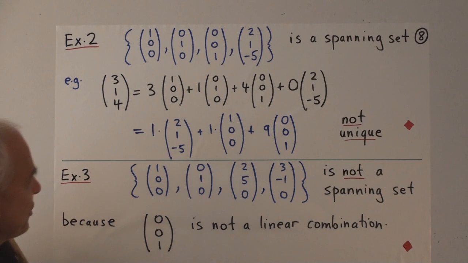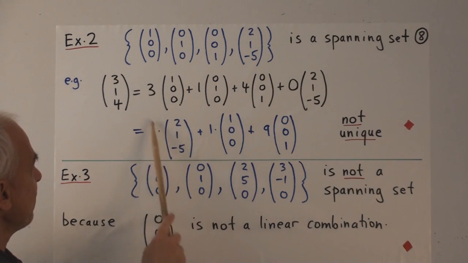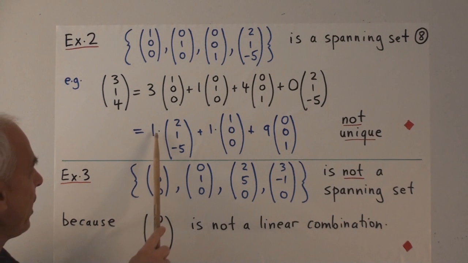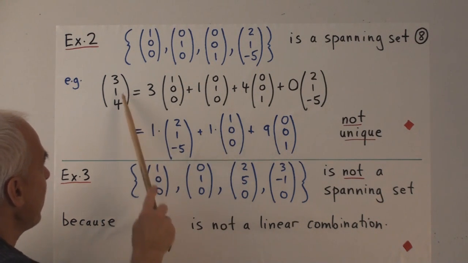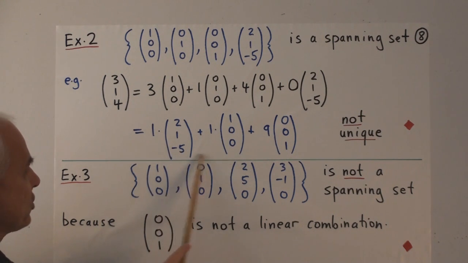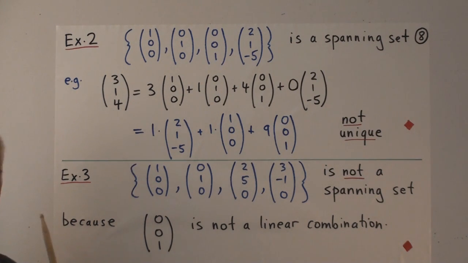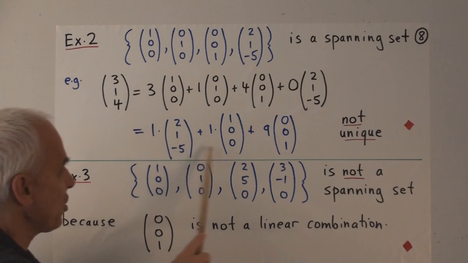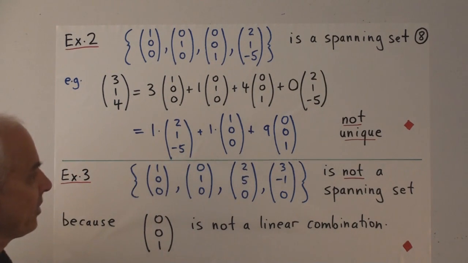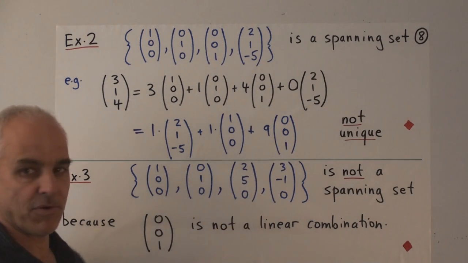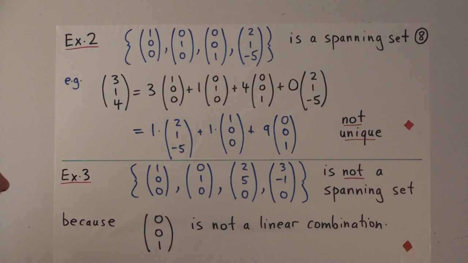However, this vector here can also be written in another way. It could be written as 1 times this vector plus, and then we'll add 1 times this vector to give a total of 3. And then the middle entry is 1, that's okay. And the bottom entry is 4, so we'll add 9 times this vector. Right? So that's another way of writing this particular vector as a linear combination of the four vectors. Actually, the other vector has 0 coefficient, so I'm not writing it.